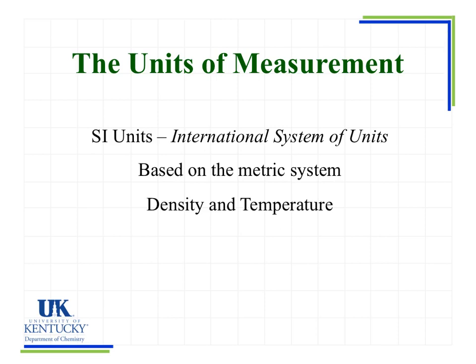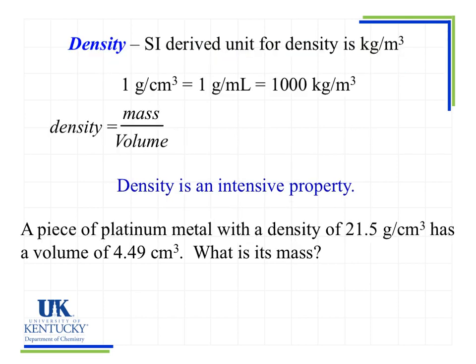Density is a derived SI unit, and we're going to talk about it. And temperature is one of the base SI units. So let's see the definition of density. Density is derived from the division of mass over volume. So you can divide the mass over volume and you find the density.